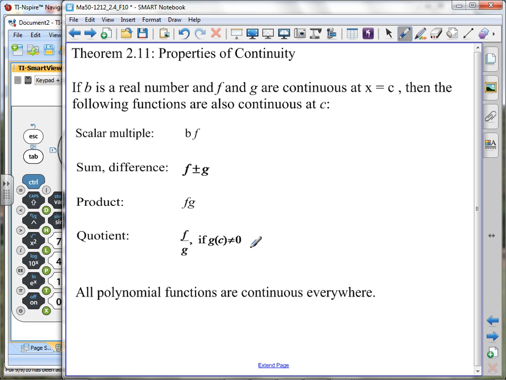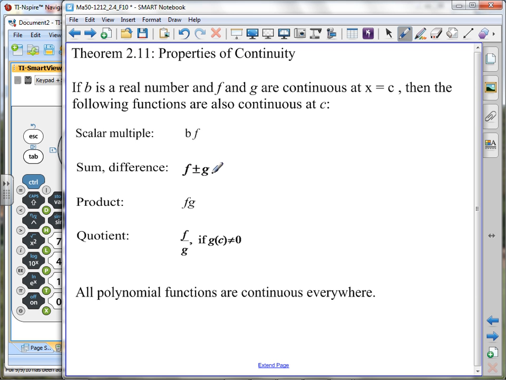Here we go again. We had these for limits. We now have them for continuity. What we're saying is, if B is a real number and f and g are continuous at C, so we know continuity exists for these two functions, then what happens if you have a scalar multiplied to all the outputs? Is it still continuous? Yes. What if we have those two functions added together? Is it still continuous? And the answer is yes.